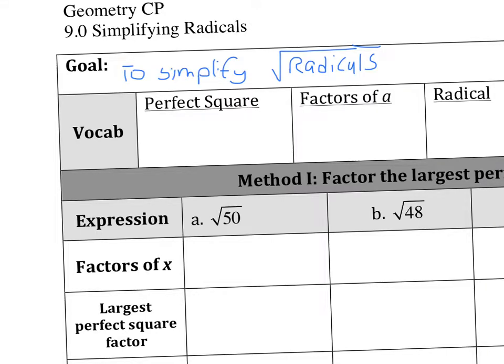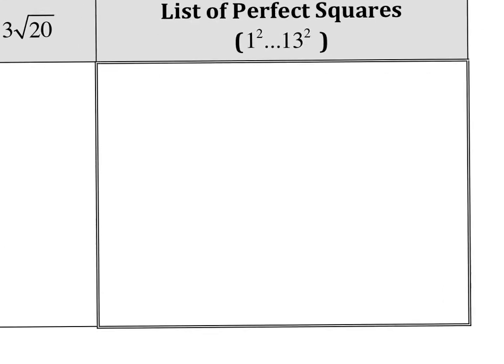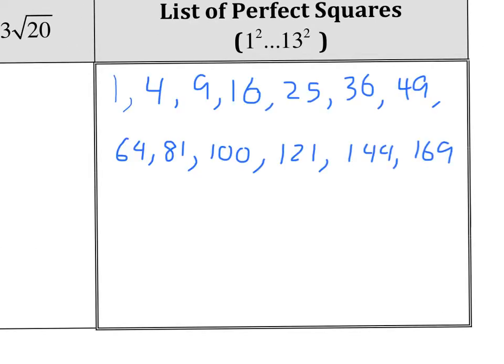So today we'll be simplifying radicals. This will help us out a lot as we're now entering into a right triangle unit. One piece of background information that we need is a list of perfect squares. And so here's the list, all the way from 1 squared to 13 squared.